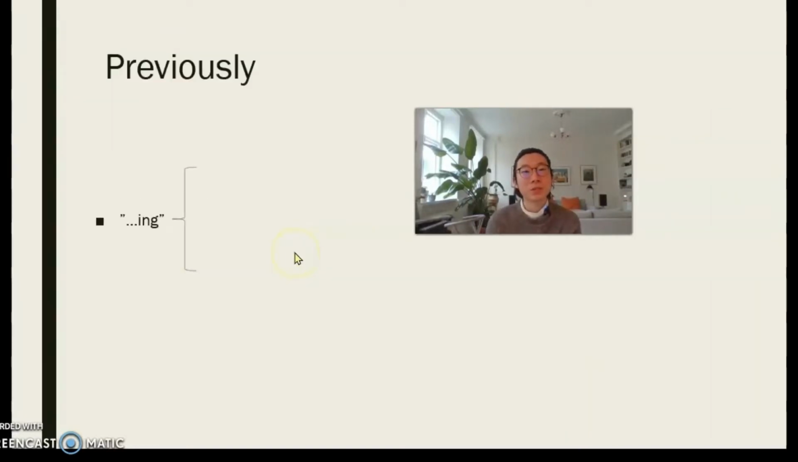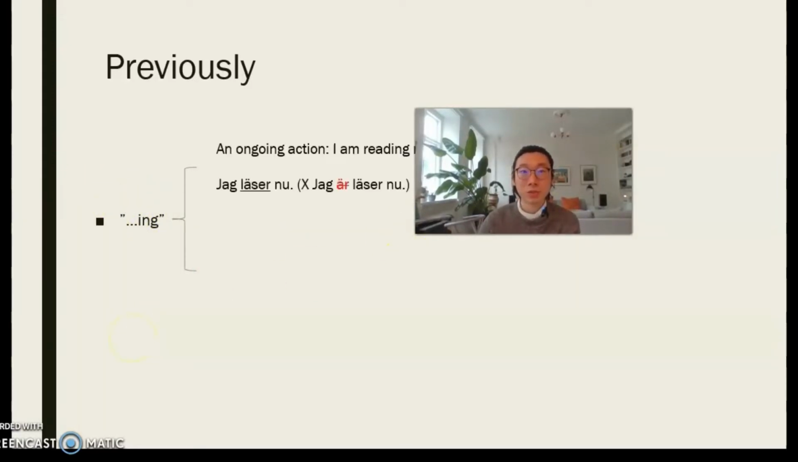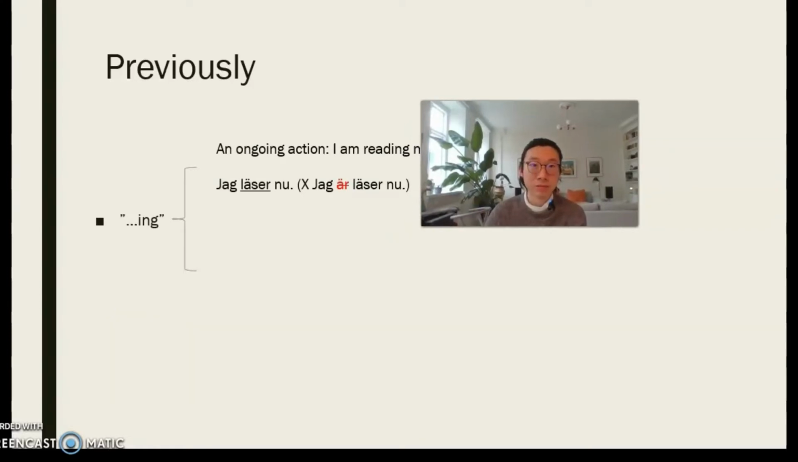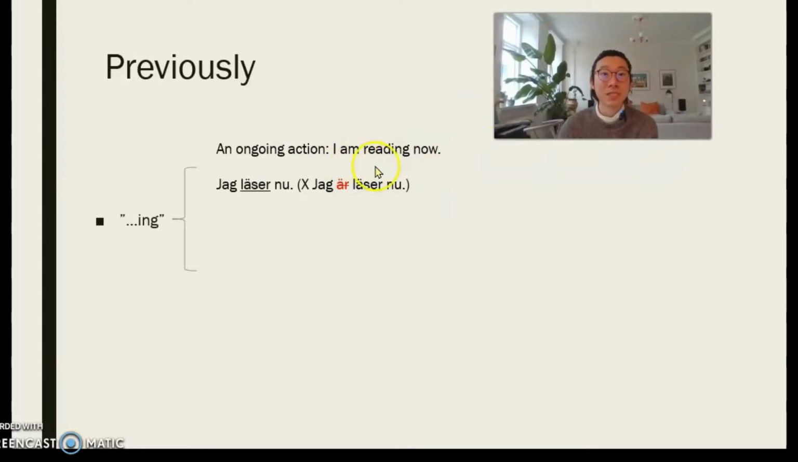Previously, when we talked about how to use the word att in Swedish, we mentioned a little bit about how the ing form in English is expressed in Swedish. The ing form in English has basically two functions. One of them is to describe an ongoing action. For example, I am reading now. In Swedish, it's jag läser nu. And you may notice that in Swedish, we do not use any ing form or anything special. We just use the present tense, läser.